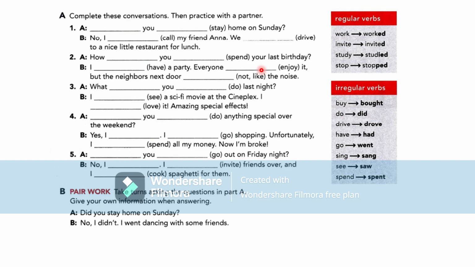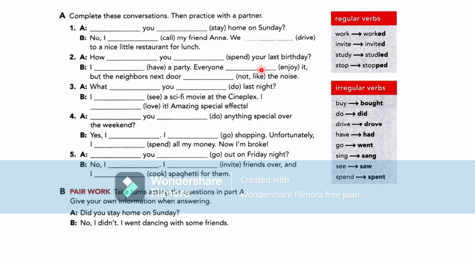So did you stay home on Sunday? Here, the verb stay, we know that it stays in its base form, right? Because we are using did. But here, we have to use the past tense of call. Because call is a regular verb, we have to add ed. So the pronunciation is, no, I called with a D sound. No, I called my friend Anna. We drove to a nice little restaurant for lunch.